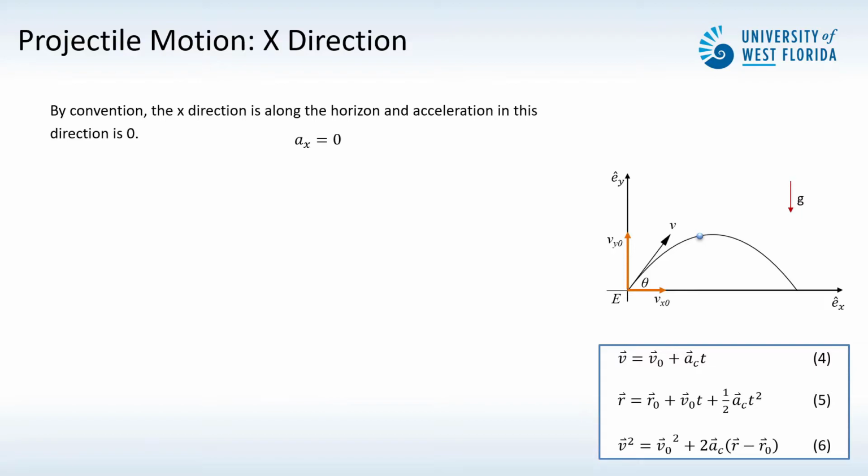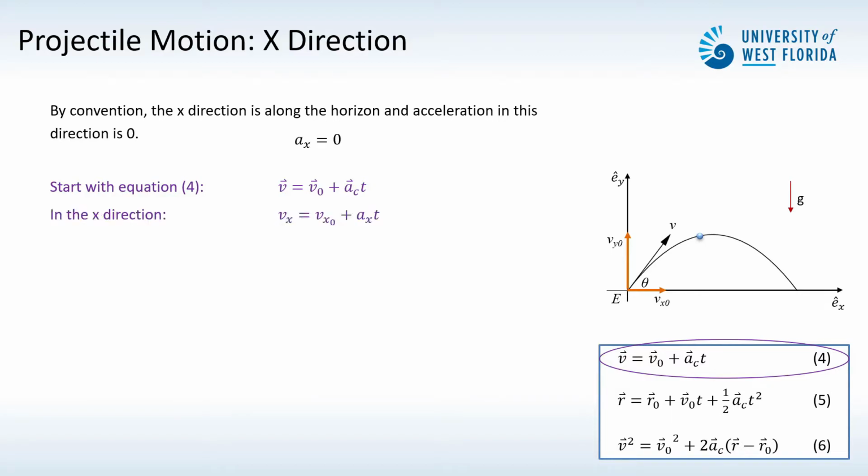As I said before, by convention, the x direction is along the horizon and acceleration in this direction is zero. If we plug zero into the kinematic equations for constant acceleration shown on the right, we can obtain equations that apply specifically to projectile motion in the x direction. Starting with equation 4, rewrite the equation for the x direction only, then set acceleration equal to zero. We find that velocity is constant and equal to the initial horizontal velocity.